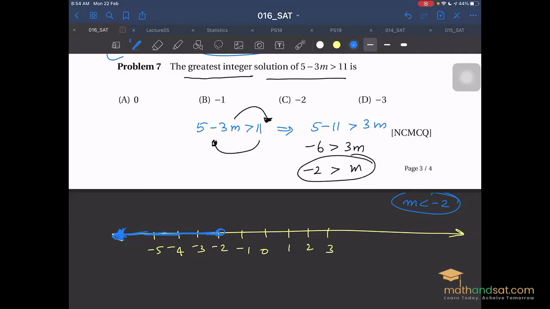Minus 2 is not included, but minus 3, minus 4, minus 5, minus 6, and so on are included, right? These are all included numbers. These are the integers. Now, what is the greatest integer amongst these numbers?